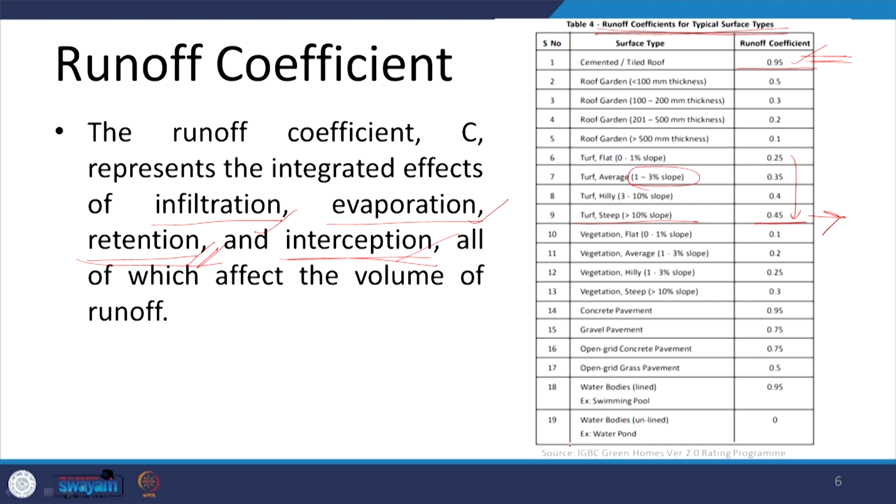If we look at the water bodies which are unlined, for example, water ponds which are naturally present because of the topography, we see that the runoff coefficient is 0. So, there is no water which will actually be running off from this water body. A lot of infiltration to the ground will take place, there will be some evaporation, and it is retaining most of it, and it is also intercepting it before it flows out. So, a runoff coefficient of 0 is the ideal scenario.